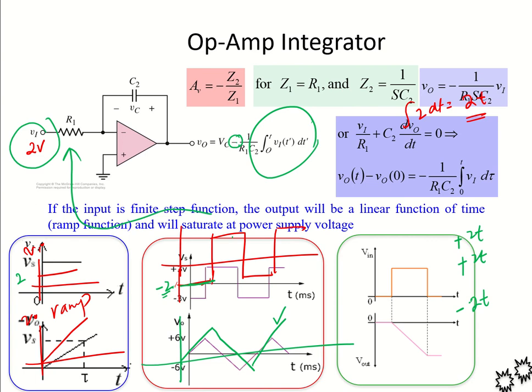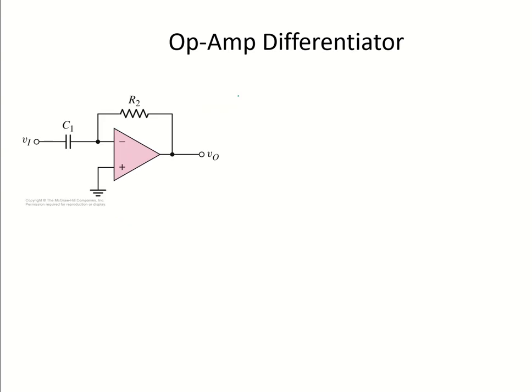Similarly, we can use the op-amp as a differentiator. The only difference is, in the integrator we place the capacitor in the feedback, and we know that the output is the ratio of the feedback impedance to the input impedance, multiplied with the input. So in the integrator we place the capacitor here and the resistor here. Here we just replace them.